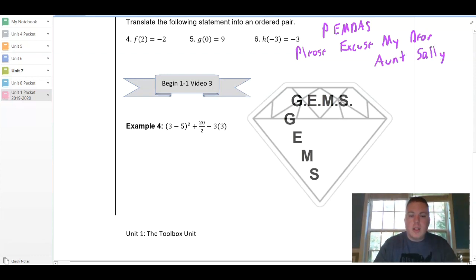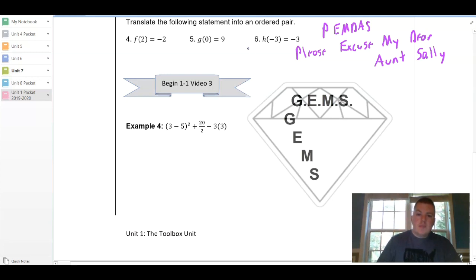We're going to introduce one that you may or may not have seen before, and that's going to be GEMS. And the reason we like GEMS just a little bit more than PEMDAS or please excuse my dear Aunt Sally is it helps us remember that multiplication and division are really supposed to be in the same step, and that addition and subtraction are really supposed to be in the same step.